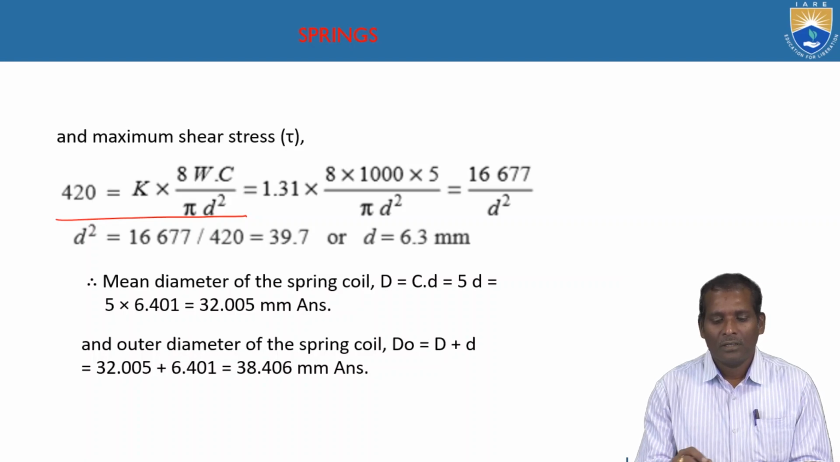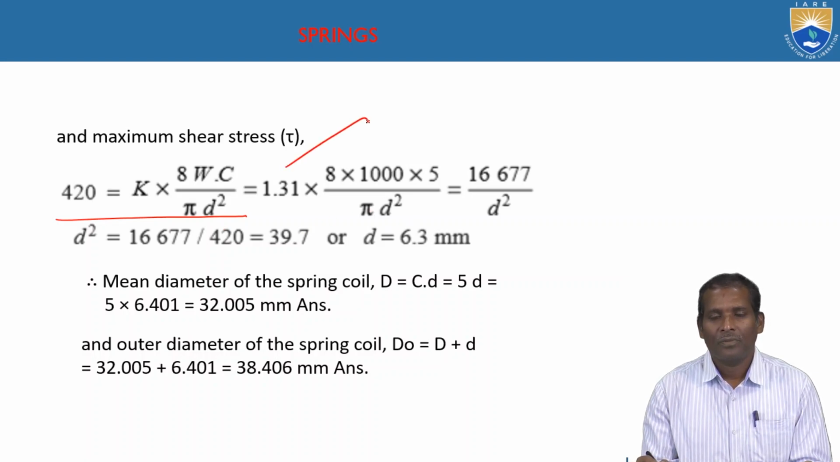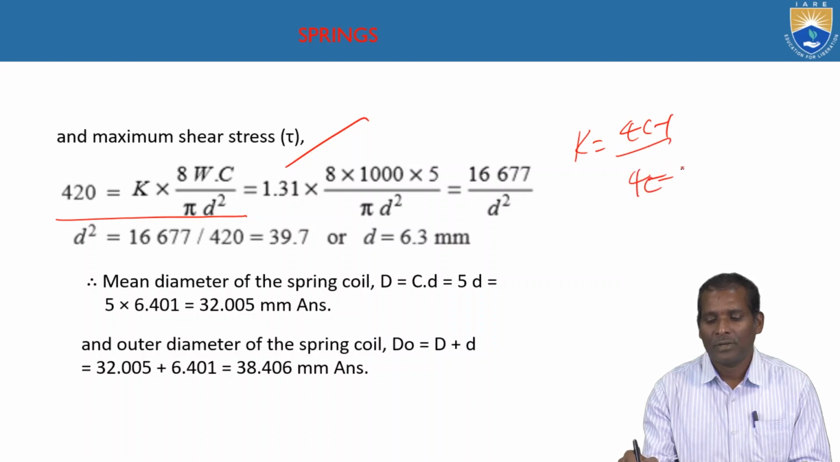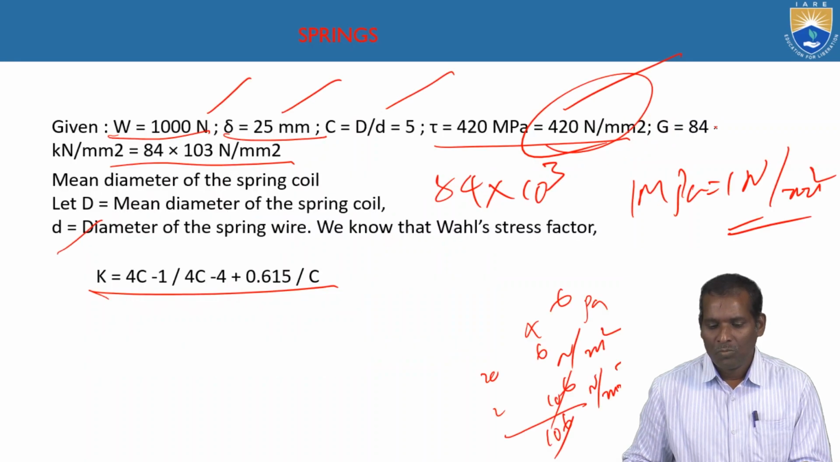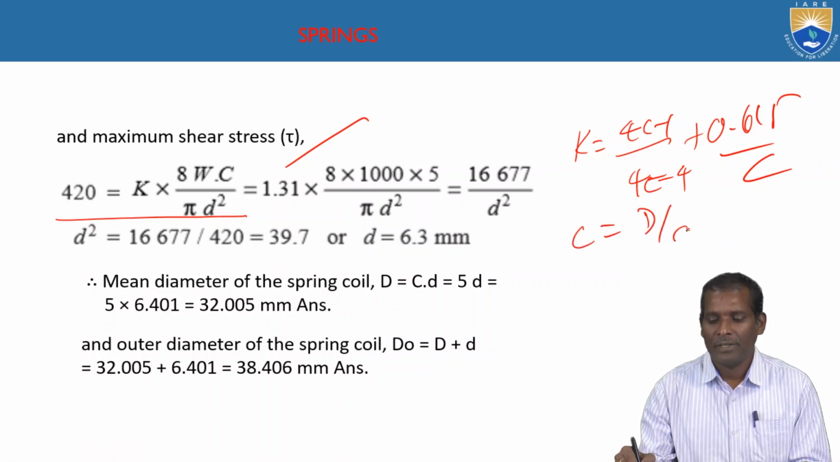So here 420 is the shear stress available value, and K is calculated, and 8WC by pi d square. So substitute the K value. K is equal to (4C minus 1) by (4C minus 4) plus 0.615 by C, where C is D by d.